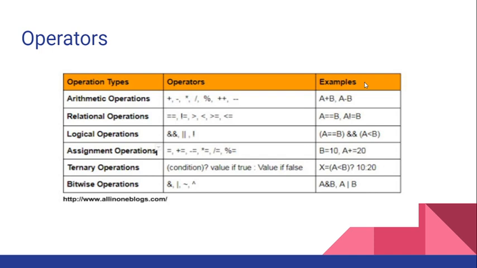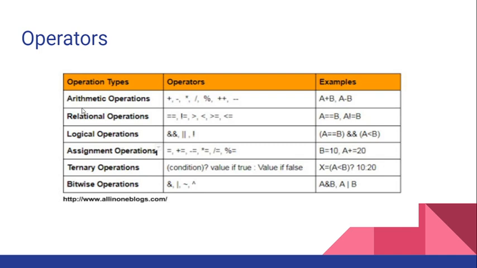Unary operators, as you might have guessed, require only one operand, as you see over here, b equals 20 and a plus equals 20. So these are unary operators. In unary operators, there are two: the assignment operators and the incrementation and decrementation operators. So let's get on with binary operators first.